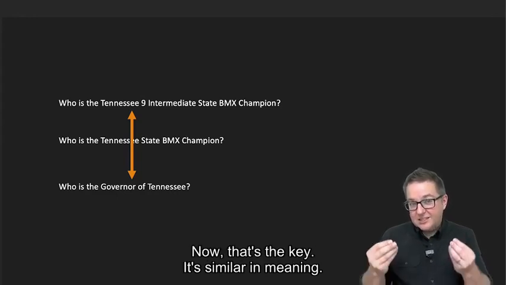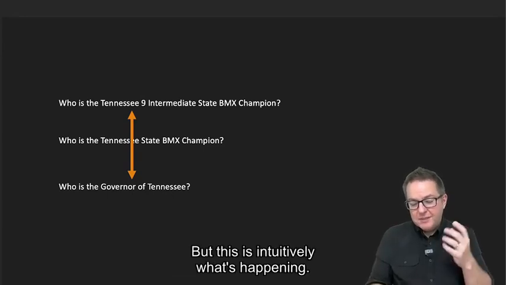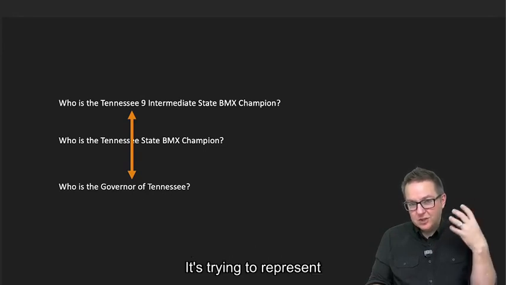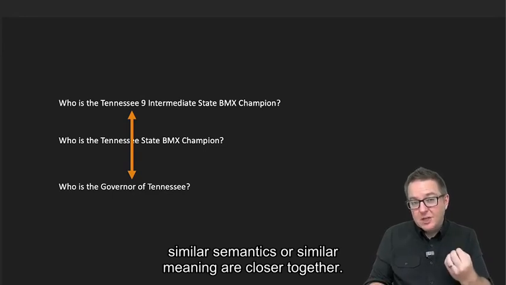Now that's the key. It's similar in meaning. And that's a tricky thing to do. But this is sort of intuitively what's happening: it's trying to represent these things as numbers where things that have similar semantics or similar meaning are closer together.